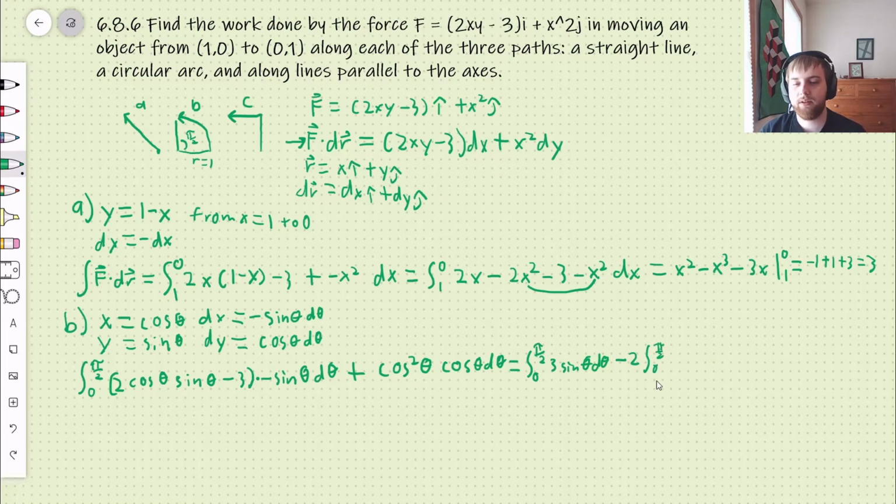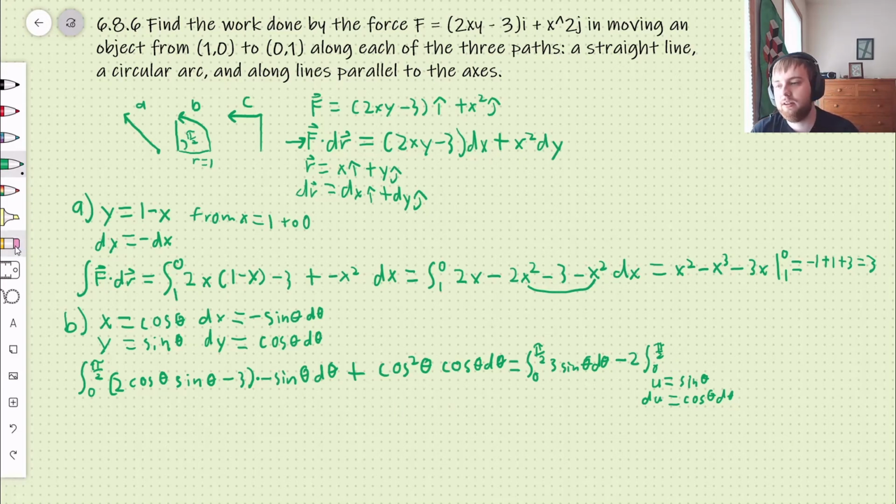What I'm going to do is u-substitute, which is a very good first try if you don't know how to do an integral. So our u is going to be sine theta, and our du is going to be cosine theta d theta.